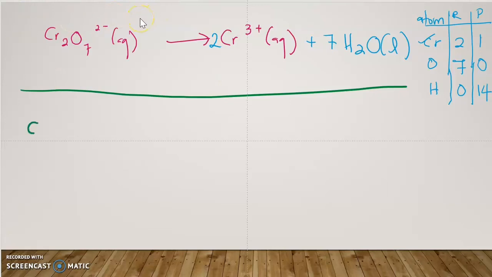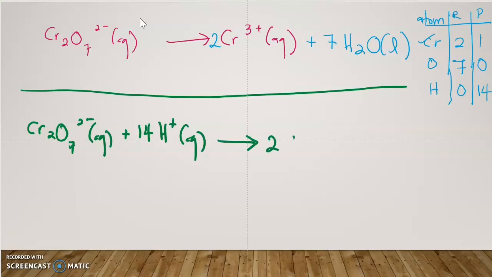So the new equation will become chromate plus 14 H+ become 2Cr3+ plus 7H2O liquid. Now we can check. 2 chromium, we have 2 chromium, 7 oxygen, 7 times 1, 7, 14 hydrogen, 14 hydrogen.